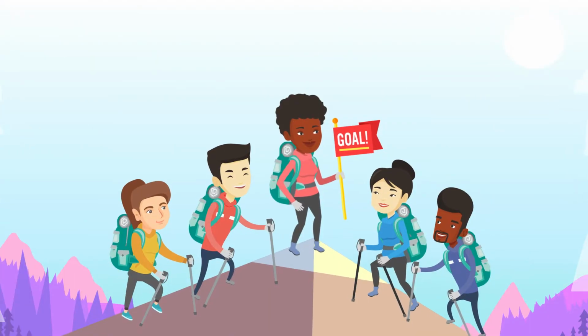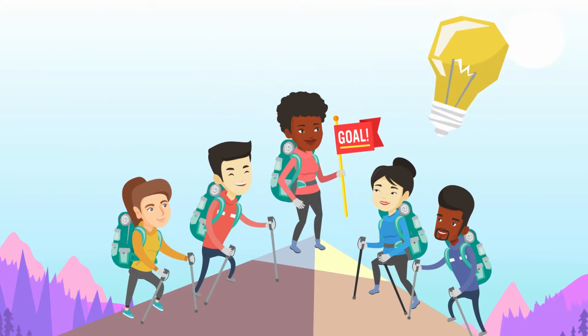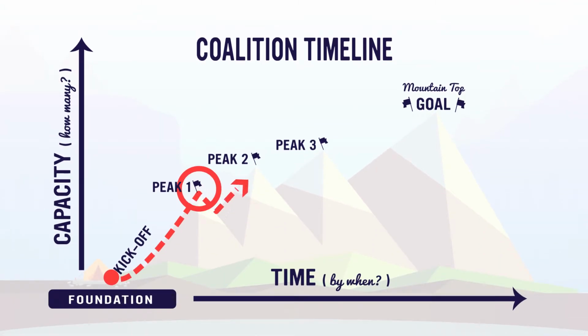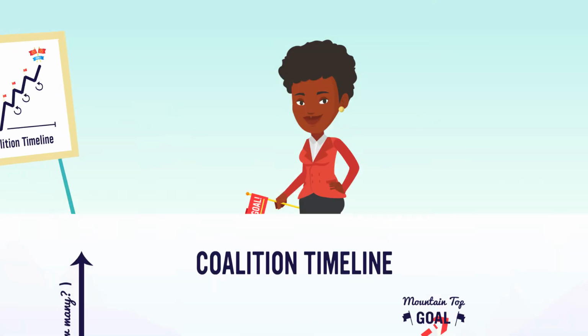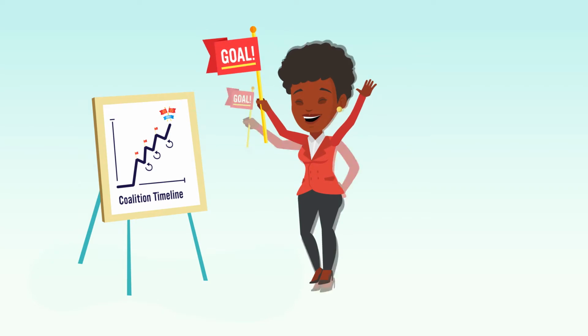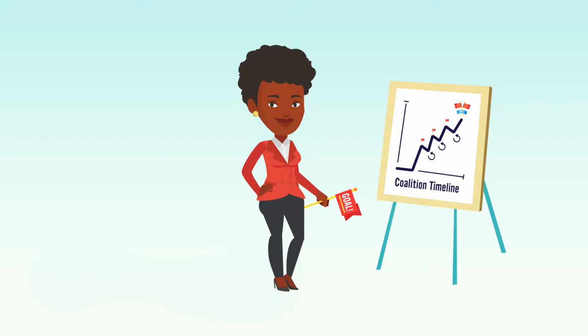When each peak goal is reached, take a moment to celebrate, reflect on what worked, and identify what's needed to reach the next one. Each peak goal is designed to get you closer to the mountaintop goal, as well as build capacity to reach the next peak, until your coalition makes it all the way to the mountaintop goal. Once you've reached your mountaintop goal, have a big final celebration. Then you can start all over with renewed enthusiasm and create a new timeline to tackle your next mountaintop goal.